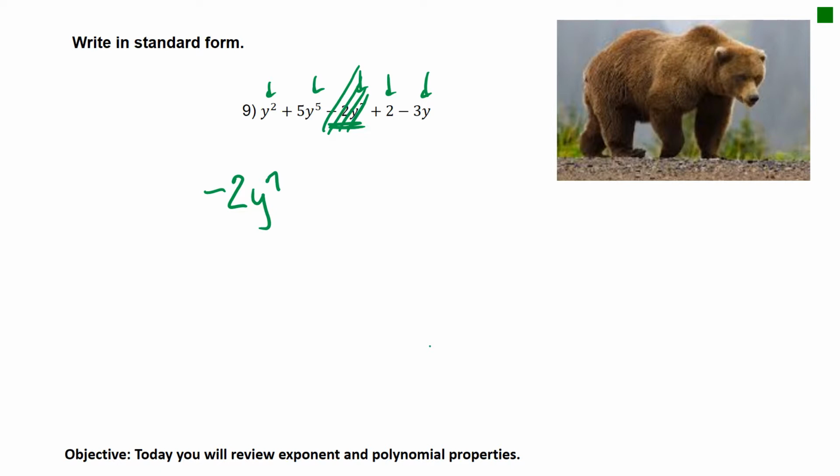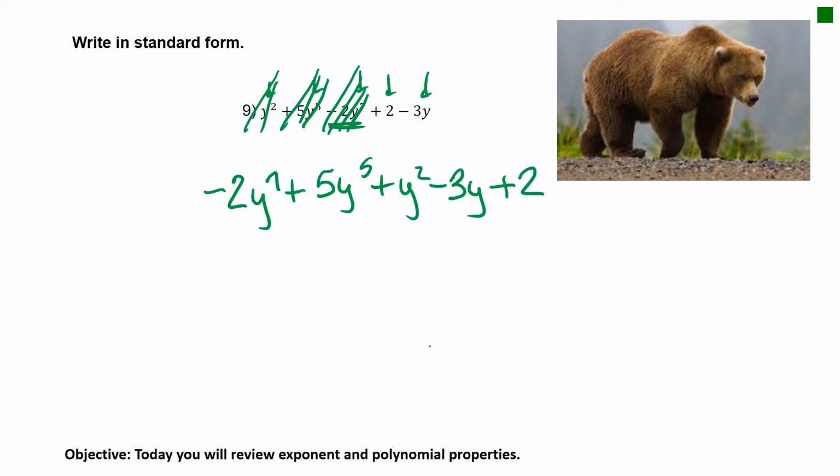After 7 comes 6, we don't have it, so then we have 5. So we have a positive 5y to the 5th. After 5 comes 4, nope, 3, nope, 2. There it is, plus y to the 2nd. After 2 comes 1, there's minus 3y, and then at the end comes no variables, so there is 2.